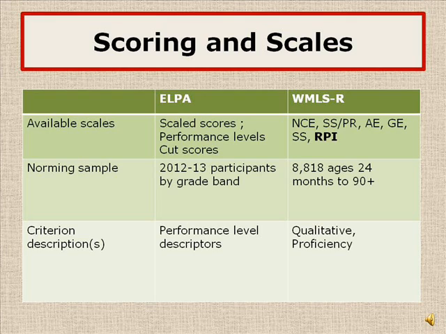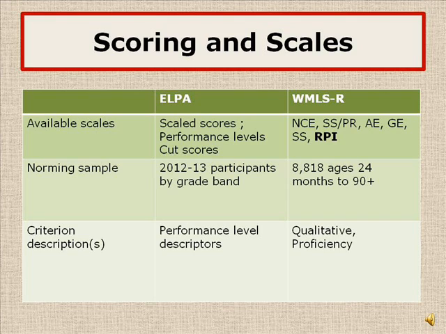The Woodcock-Munoz uses or reports normal curve equivalence, standard scores, or percentile rank, age equivalent, grade equivalent, W score, and RPI. I'll explain the RPI, which is bolded here, a little more. The transformation of a Rasch scale is called a W score, which is specific to the Woodcock-Munoz. The Rasch-derived W scale is an equal interval suitable for growth comparisons.